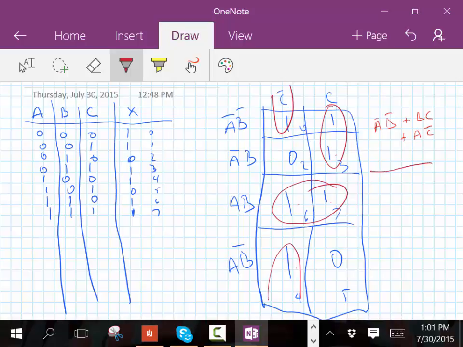So I could write this answer as the first one, it looks like it's B naught, C naught, or A naught, C, or AB. Both answers are equally correct. So which one's right? They're both right. And that's why sometimes when you look at these problems, it can be confusing. I think the one I gave you the other day was like this, right? You had multiple correct answers.